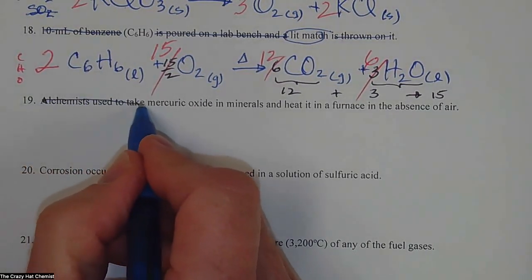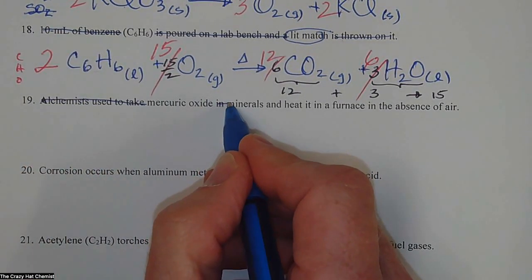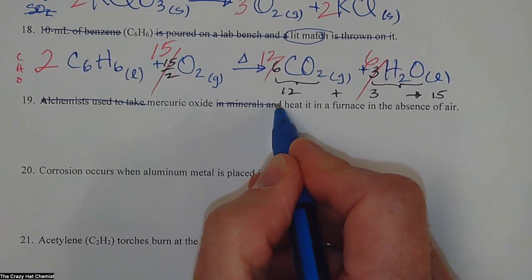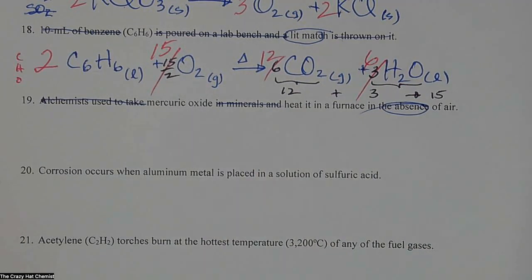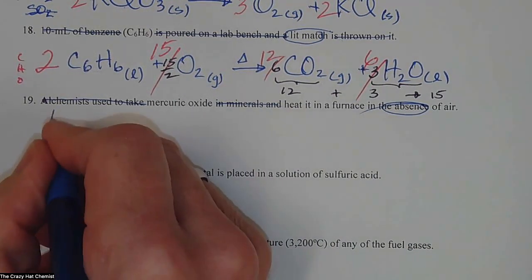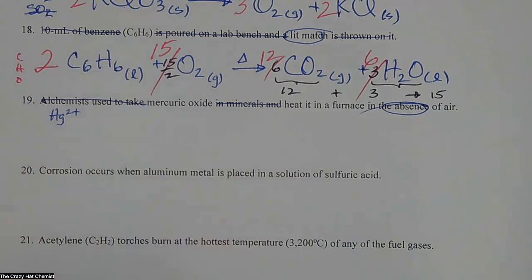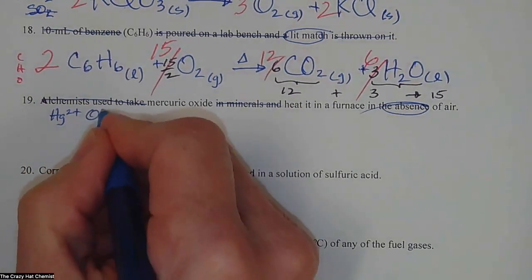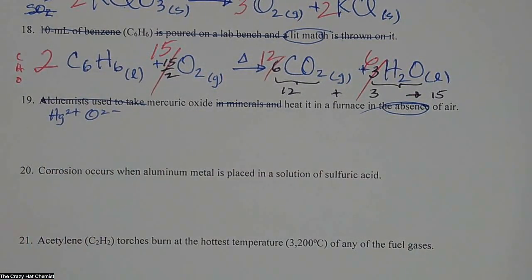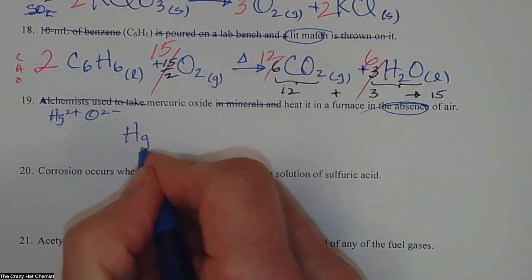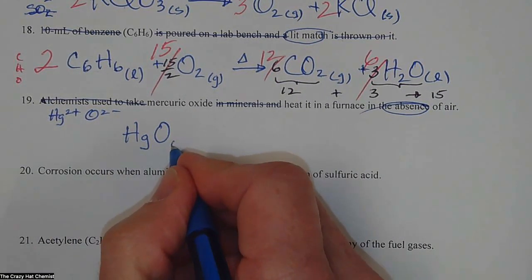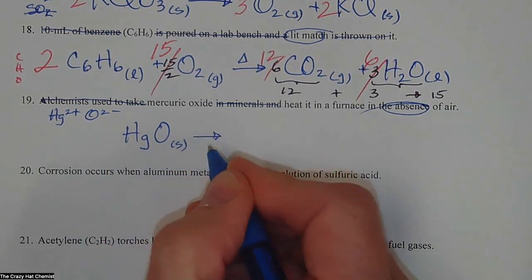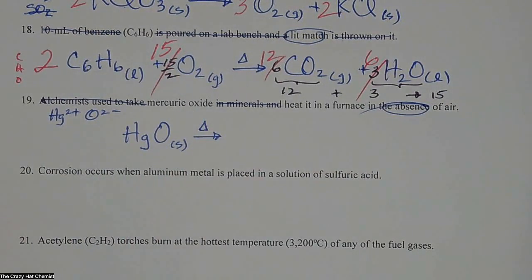Alchemists use mercuric oxide in minerals to heat in a furnace in the absence of air. Oh, there we go. Absence of air again. Mercuric is Hg2 plus. Oxide is a 2 minus, just like that. So I'm going to have HgO. Okay, mercuric oxide, and it's in minerals. So this is a solid, and it's a decomposition reaction because it says the absence of air.